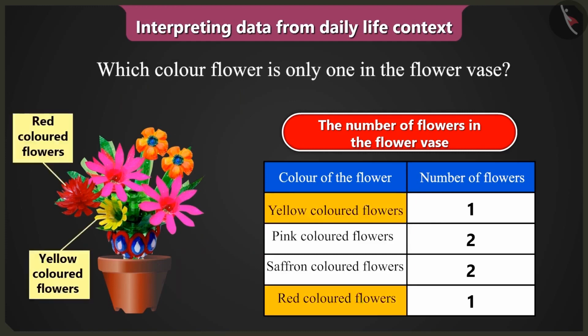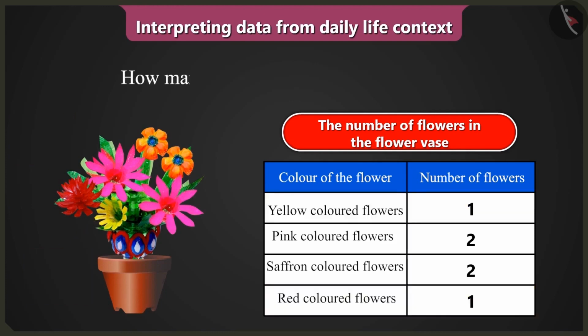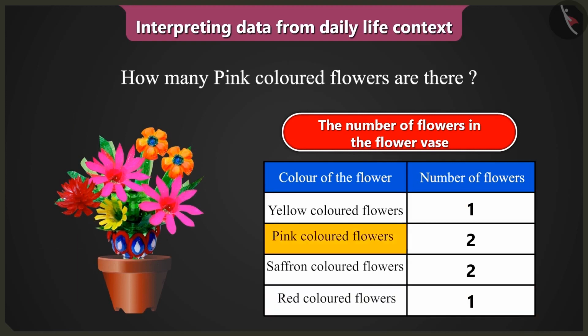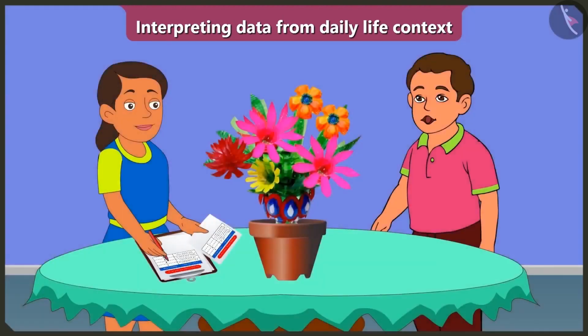Yellow and red colored flowers are 1 each. How many pink colored flowers are there? There are 2 pink colored flowers. Well done, Bubbly. Thank you.